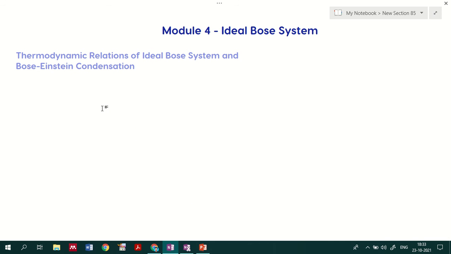Today we will be discussing the thermodynamic relation of the ideal Bose system and Bose-Einstein condensation. This is a continuation of what we have done in the last class. We were discussing what Bose-Einstein condensation is at the last part of the section, and we also derived a certain relation for PV by KT, and we'll be continuing our exercise that we mentioned in the last class as well.